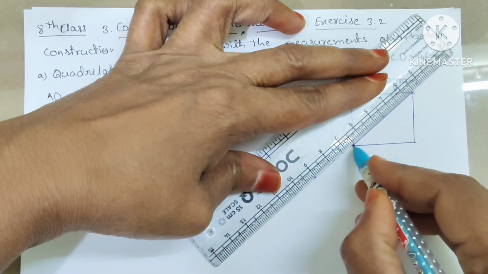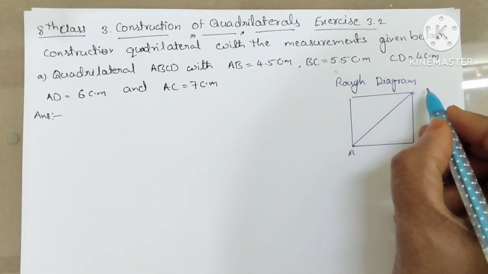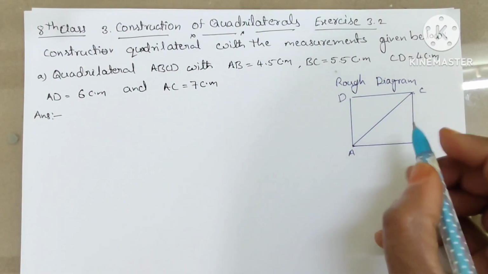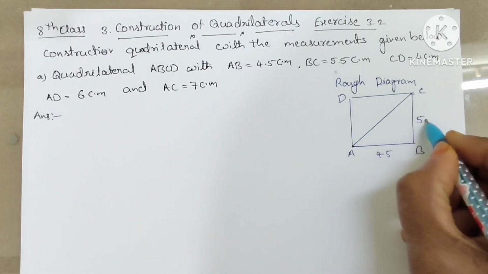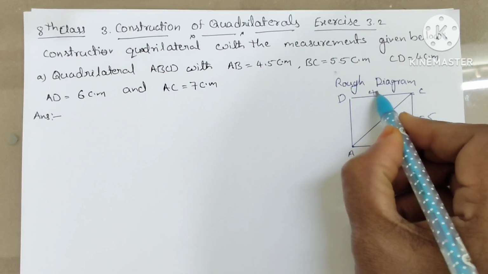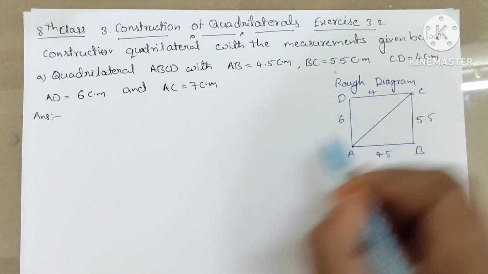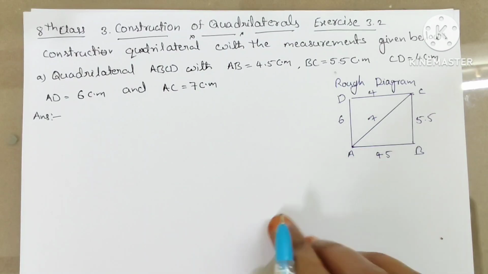Here the diagonal measurement is given, so we draw the one diagonal. Here AB, CD. AB equal to 4.5, BC equal to 5.5, CD equal to 4 centimeters, AD equal to 6 centimeters, AC equal to 7 centimeters. Now we draw the diagram.